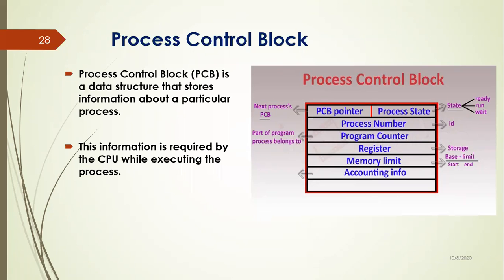Next is a process state. Here we mention the state of our process, whether it is ready, run, block. Okay, next is a program counter, the part of the program the process belongs to. Next is a register. Here we have to maintain some registers for the execution. Memory limit means how much space we require for this execution. Limit, then starting point and end point will be here. And then next is the accounting information.